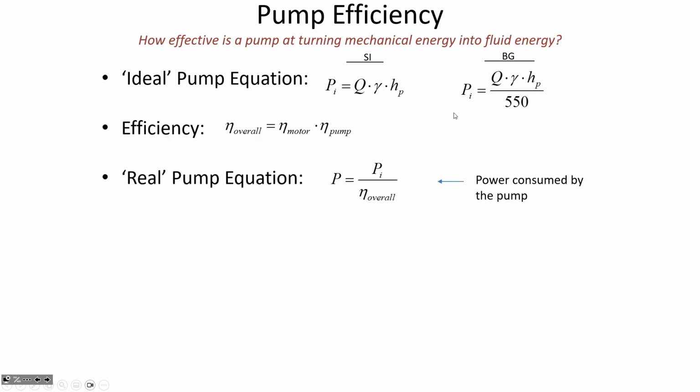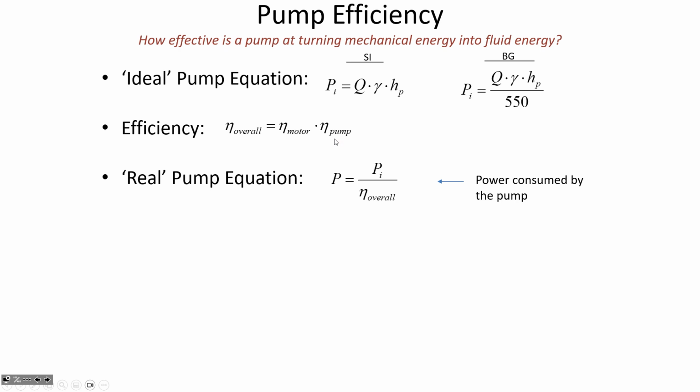But the amount of energy that actually gets into the system is reduced by efficiency factors, because motors aren't 100% efficient at converting electrical energy into mechanical energy, and also pumps aren't at 100% efficiency in converting mechanical energy into fluid energy. So we have to take the efficiency into account. The overall efficiency is the product of the motor efficiency and the pump efficiency.